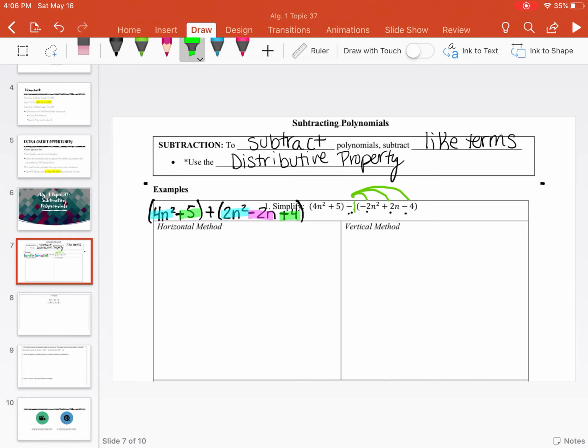Using the horizontal method, I'm going to group these like terms together. So we have 4n squared plus 2n squared plus a negative 2n plus 5 plus 4. 4n squared plus 2n squared gives us 6n squared, minus 2n, and 5 plus 4 gives us 9.